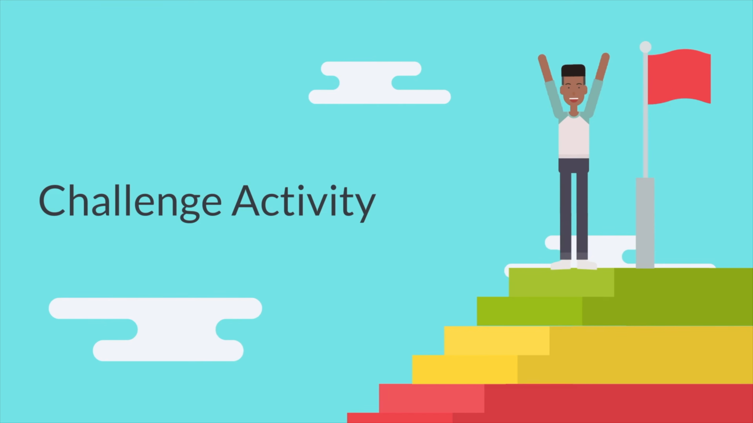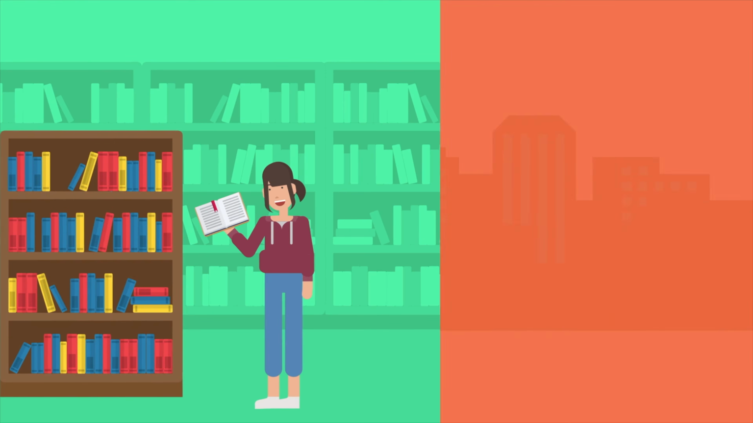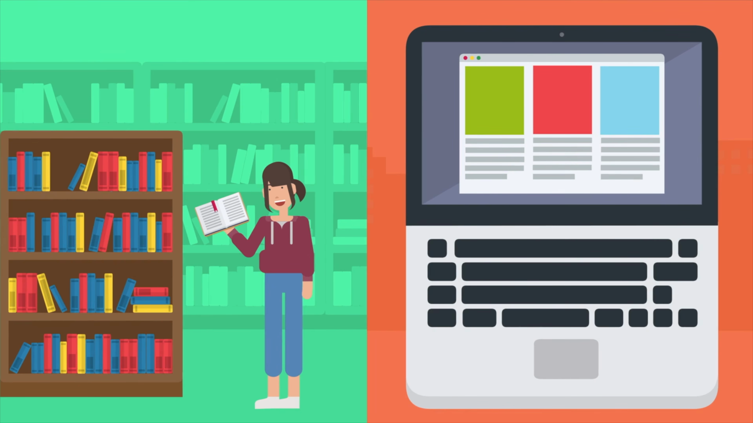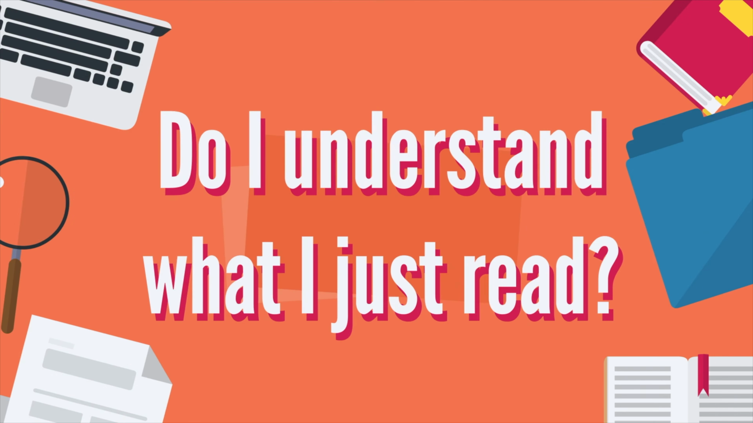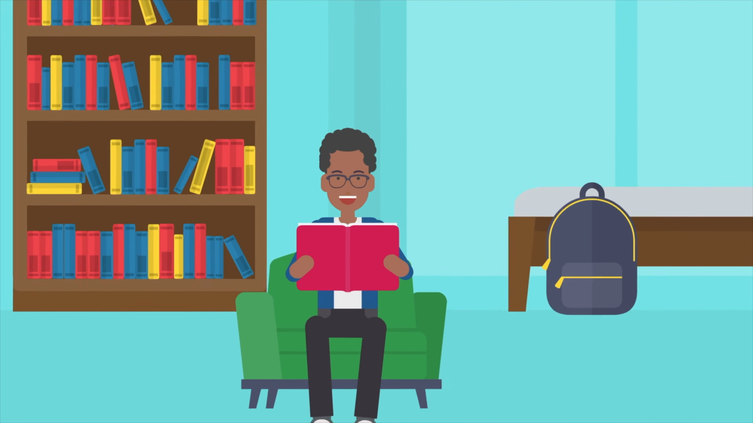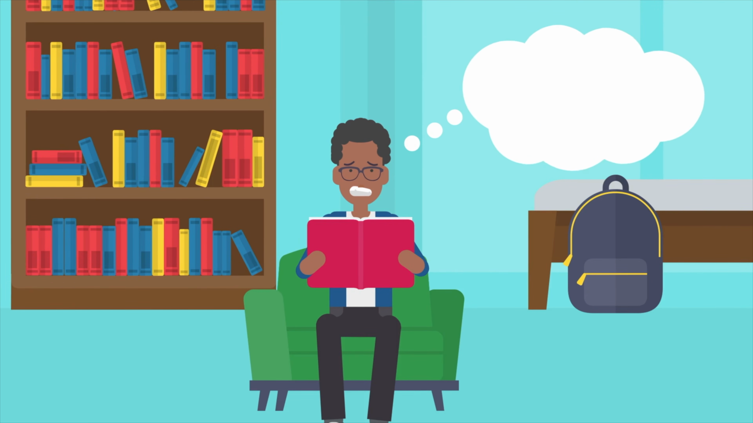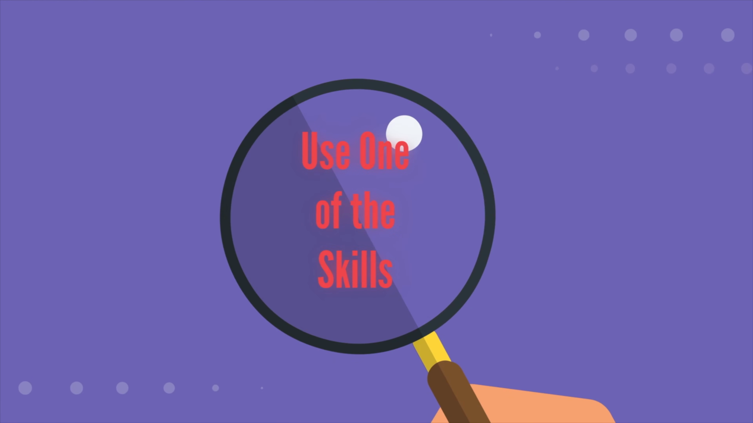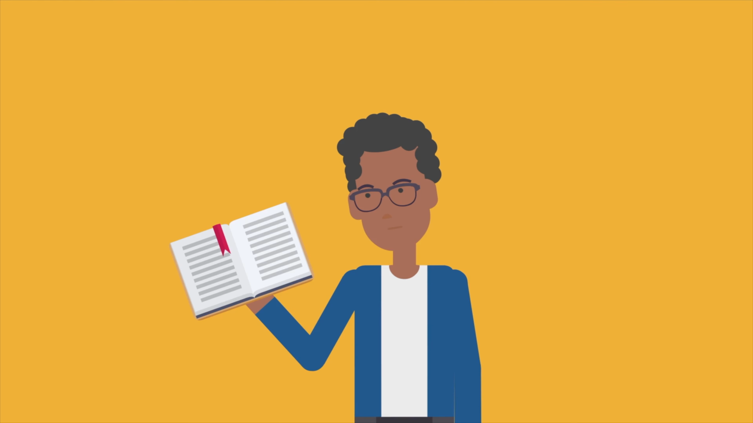Now, here's the challenge. Find some books or articles that you enjoy and read them. As you read, stop and ask yourself, do I understand what I'm reading? Make sure to monitor your understanding. If so, then keep reading. If not, try to figure out what part of the reading is confusing to you. Then, use one of our clarifying skills to make the reading easier for you to understand. You have to teach yourself to become aware of when you're confused or struggling.